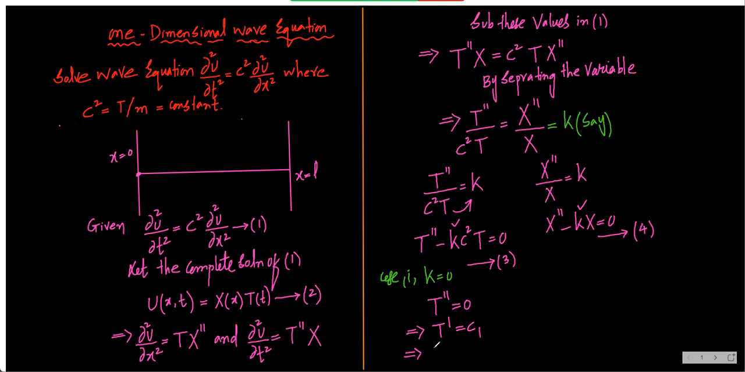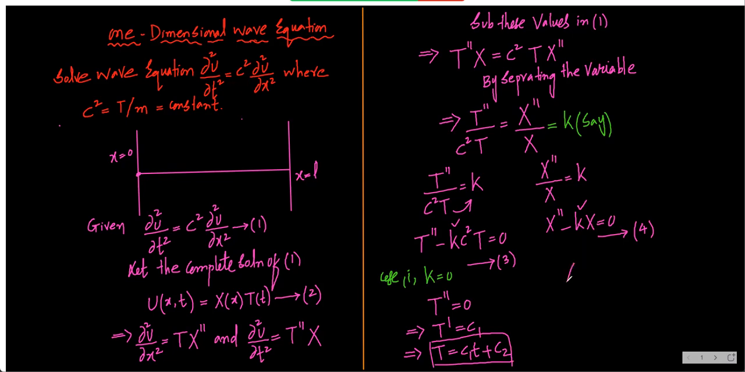Yes. One more time we have to integrate. You will get T is equal to, here T is a function of t only. So when integrating C1 with respect to t, you will get your answer C1 of t plus some arbitrary constant, that is C2. This is the value of T, perfectly we are getting.